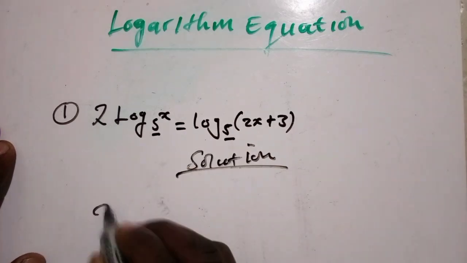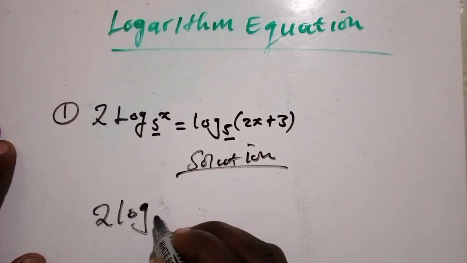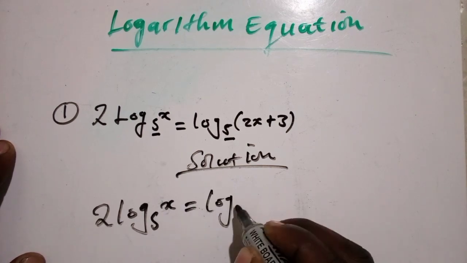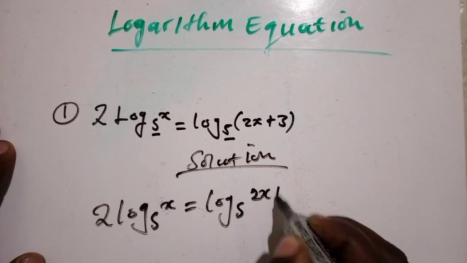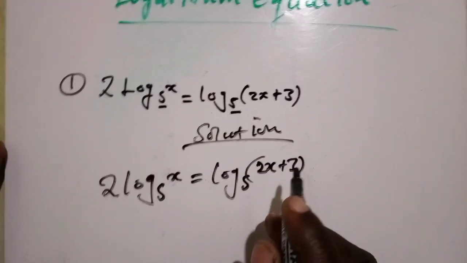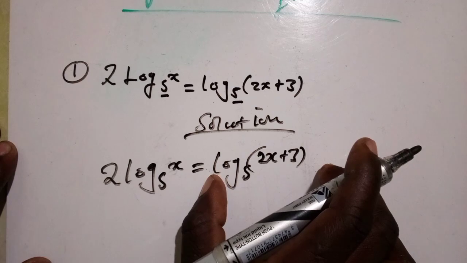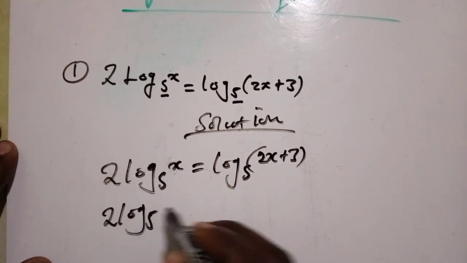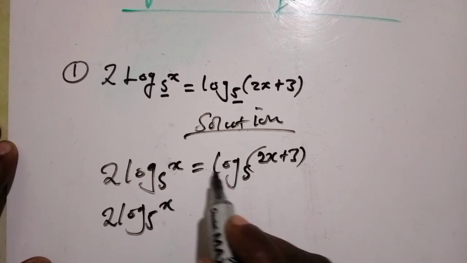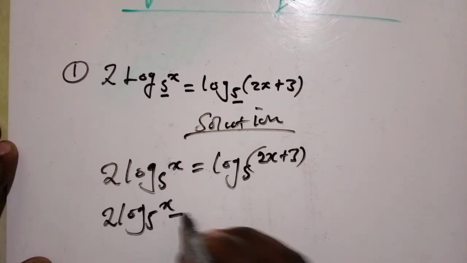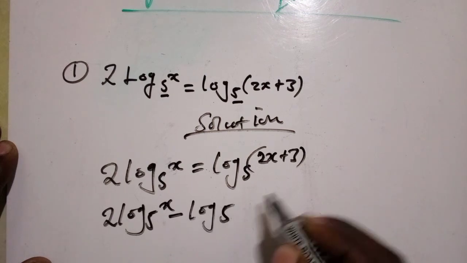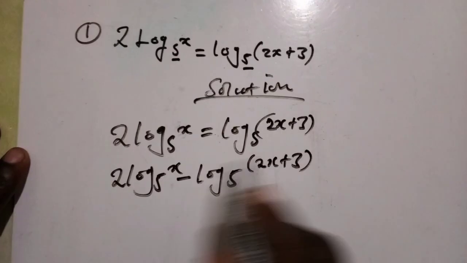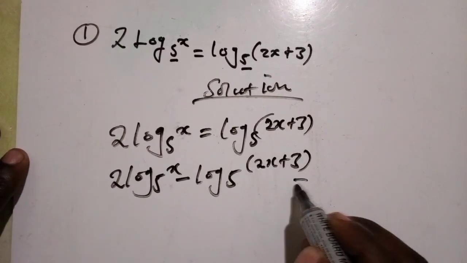For the solution, we're going to say 2 log base 5 of x equals log base 5 of (2x + 3), right? Then we have to take this term to the other side, so we have 2 log base 5 of x. When this term crosses the equals sign, it will be minus log base 5 of (2x + 3), which equals 0.